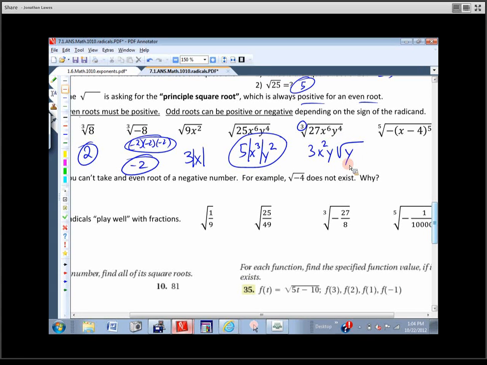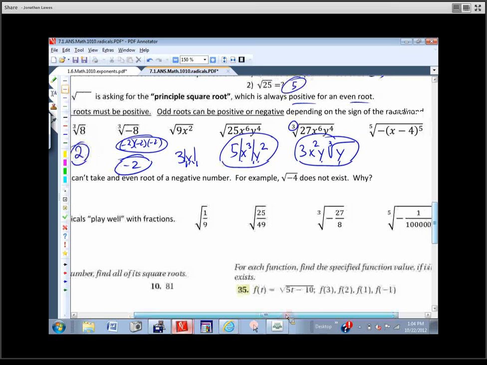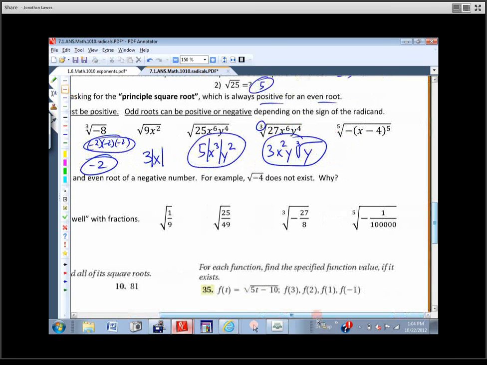Now take a good look at that. Christopher, what's wrong? We're missing the index. This was a cube root to start with. We better indicate that that's a cube root to finish off unless something really weird happens. And then take a look at the last one.